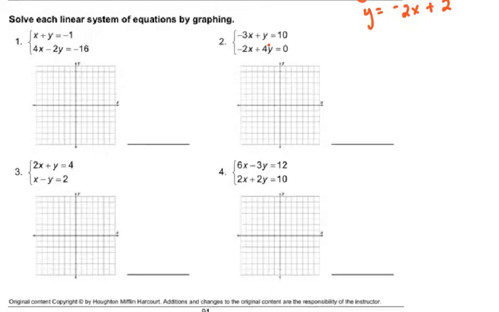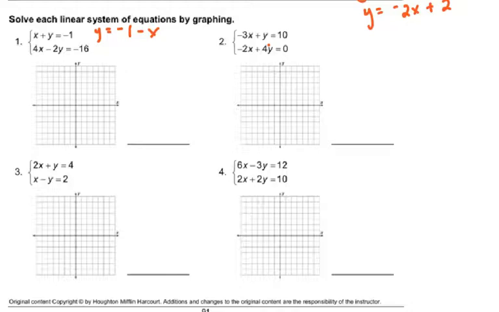Okay, so x plus y equals -1. Well, y is going to equal -1, and then all we have to do is move the x to the other side. And in order to do that, you subtract x from both sides, minus x. Okay, or -x minus 1, however you want to do that.